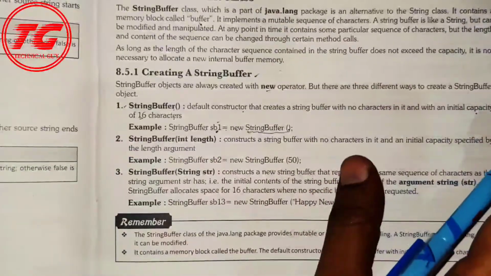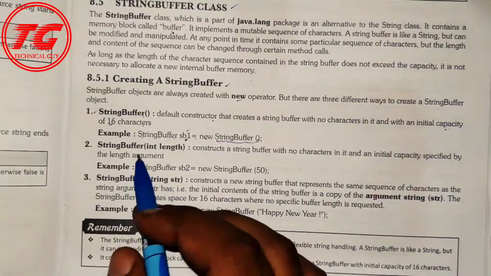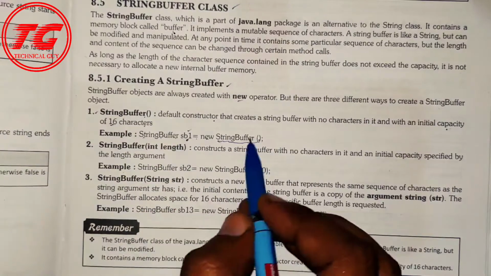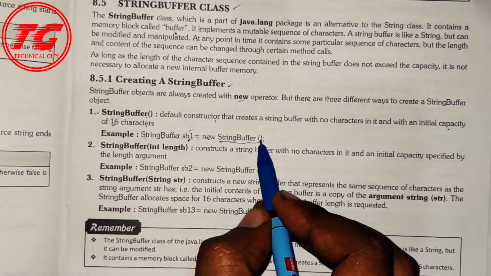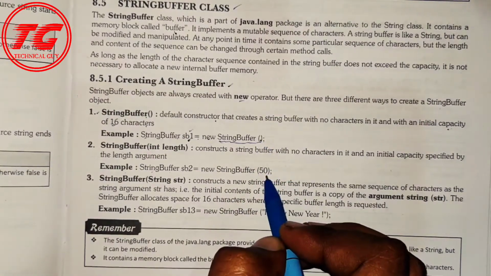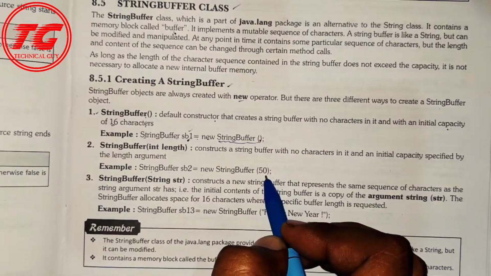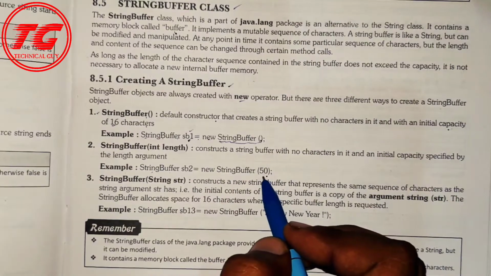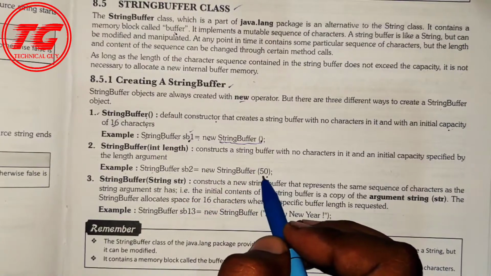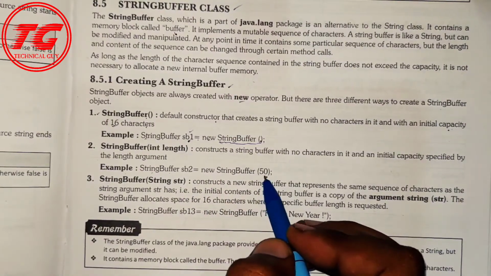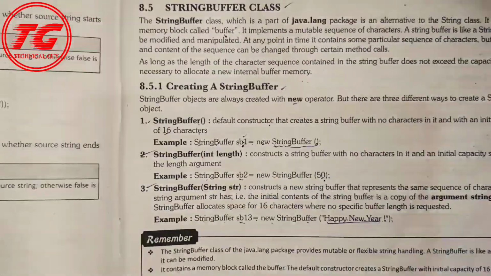Okay, then we have the second method of creating a StringBuffer, and here you can give the length. Same line is there, StringBuffer sb2, new StringBuffer. Here no argument was given before, but here an integer value is given, and you can give any integer value like 10, 20, 50, 100. This will be the size of the StringBuffer, or you can say the length of the StringBuffer, 50. So in this case 50 will be the capacity of this StringBuffer.